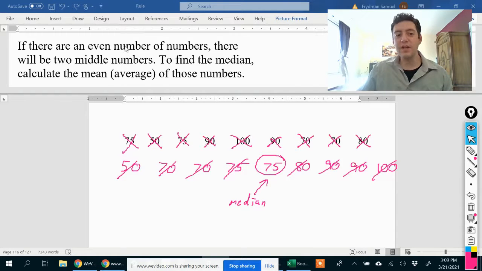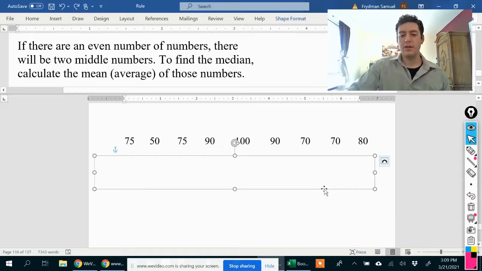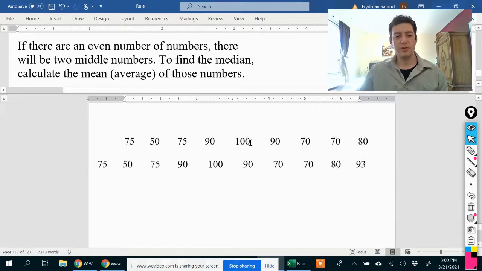However, if there are an even number of numbers, so if the number of numbers is divisible by 2, there will be two middle numbers. And then to find the median, we would calculate the mean or the average of those numbers. So let's do an example of that. Here I have the same set of numbers, except I put an extra number over here, 93. Okay, let me just put that cursor over there. All right, so let's calculate the median of this set of numbers now.